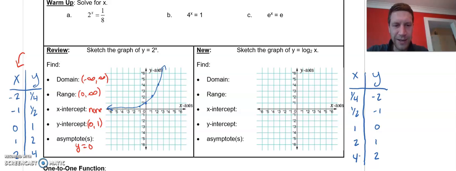That's okay. All right, so let's go ahead and plot these. So 4, 2. Okay, we can connect. That's not going to hit the y-axis. Okay, so I drew it a little off. But remember, our domain and range are going to switch, which you can see from the graph.